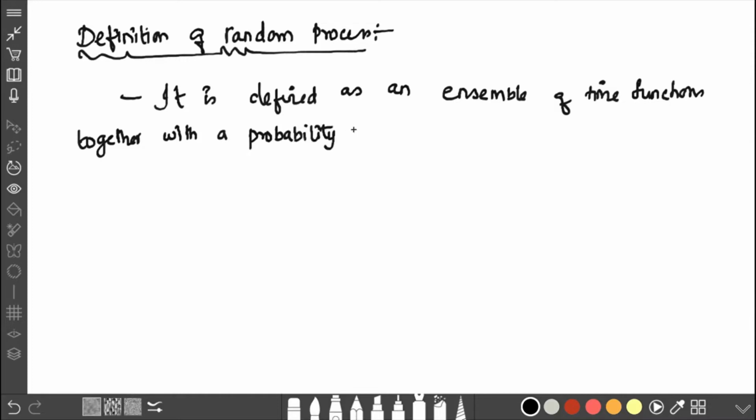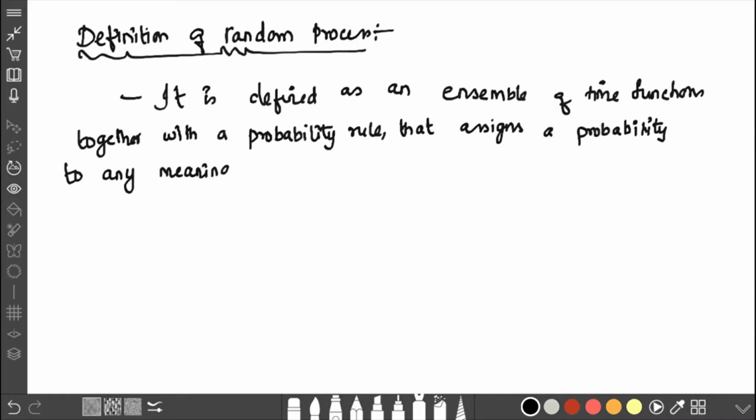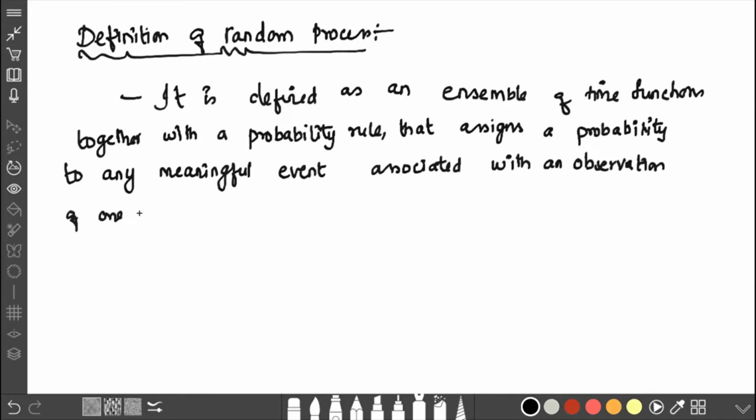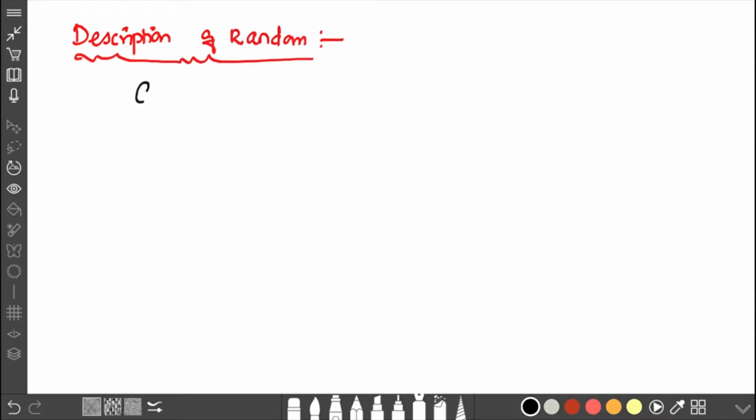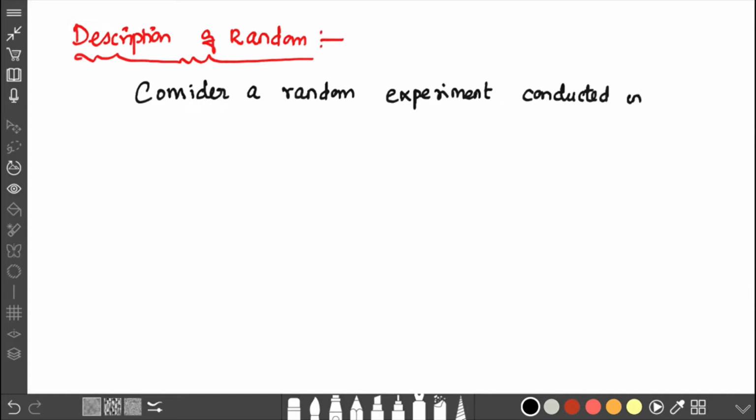an ensemble function of time, that is, it is based on time functionality. It is defined as an ensemble of time functions together with a probability rule. There is a probability rule which governs all these functionalities, which are dependent on a time period, that assigns a probability to any meaningful event associated with an observation of one of the sample functions of the random process. So we can say there are a lot of processes happening in and around us. Based on those random processes, it can be defined as a collective functionality which is dependent on time and is based on any probabilistic event occurring along these processes.